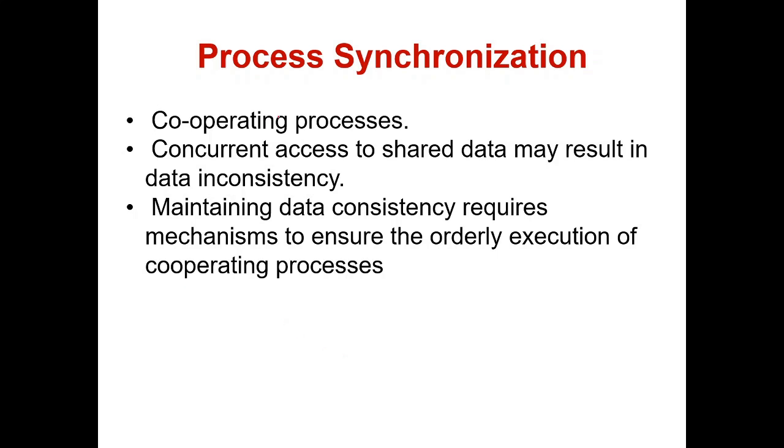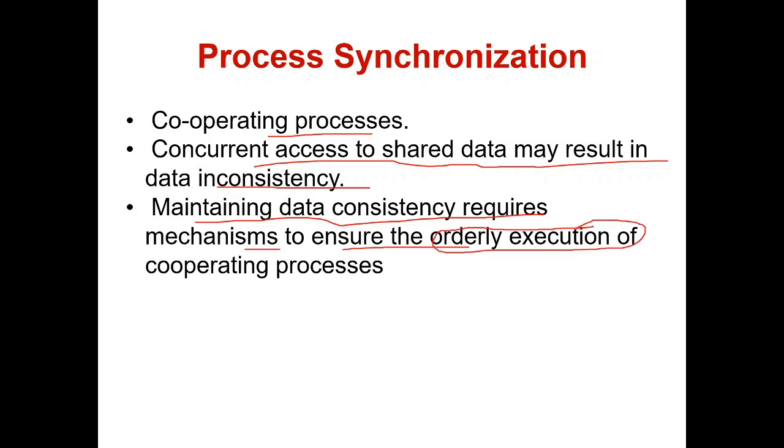So, cooperating processes. Process synchronization in cooperating processes is very important. Concurrent access to shared data may result in data inconsistency. If multiple processes are sharing the same resource like memory or any other resource, then inconsistency arises. Maintaining data consistency requires mechanisms to ensure the orderly execution of cooperating processes. So for proper synchronization, there are some mechanisms used for orderly execution of cooperating processes, so they can share the same resources without any interruptions.